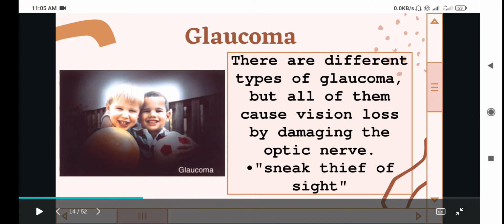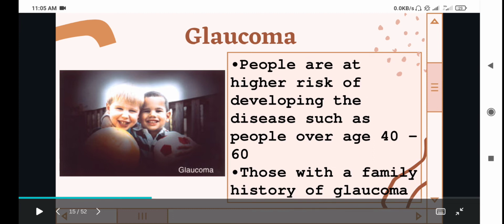The third one is glaucoma. There are different types of glaucoma, but all of them cause vision loss by damaging the optic nerve. Glaucoma is called the sneak thief of sight because people don't usually notice a problem until some vision is lost. As for the causes, anyone can have glaucoma, but some people are at higher risk of developing the disease, such as people over the age of 40 to 60, and of course those with a family history of glaucoma.